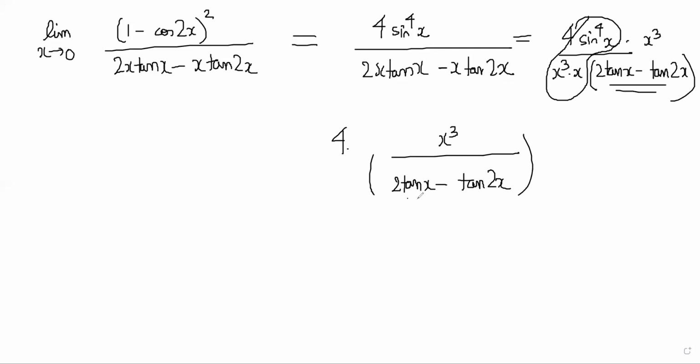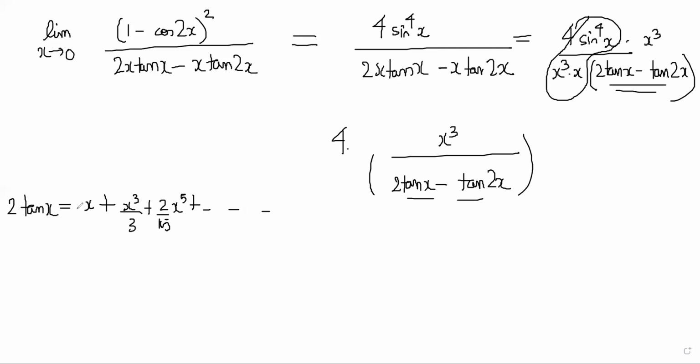Best way would be doing series. Best way is series, fastest. Yeah, series. If you know the series of this tan x, it is x plus x cube by 3, I think. Yeah, x cube by 3 plus 2 by 15 x power 5 and stuff. So you can ignore those terms.